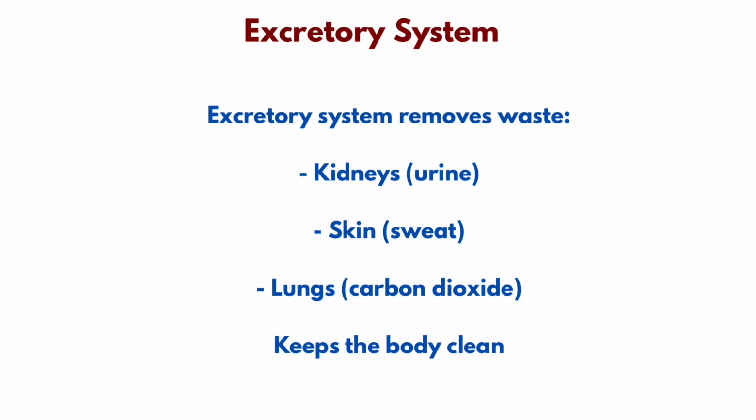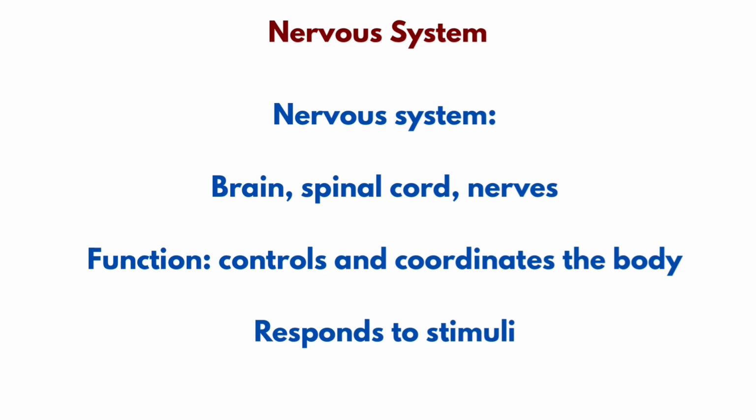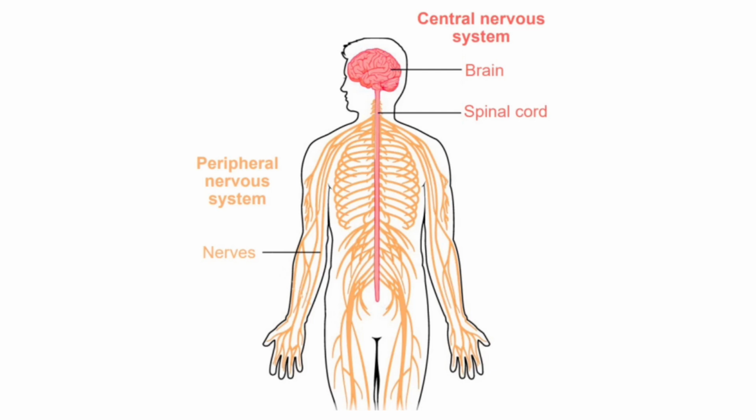Okay. Now the excretory system removes waste from our body. Kidneys remove waste in the form of urine. Skin removes waste in the form of sweat. Lungs remove waste in the form of carbon dioxide, which keeps our body clean. Now we will talk about the nervous system. The nervous system's function is to control and coordinate the body and respond to stimuli. Its parts are the brain, spinal cord and the nerves.